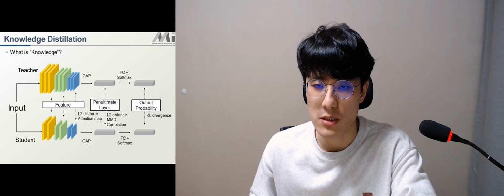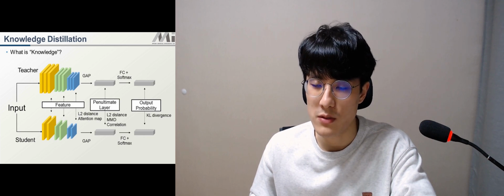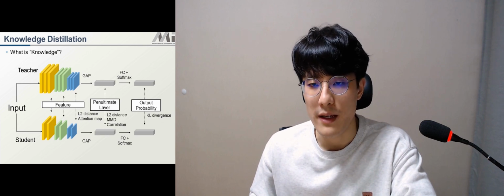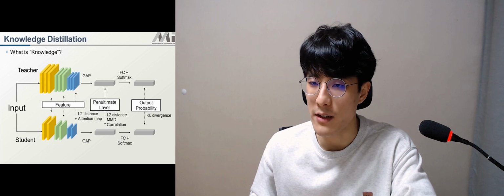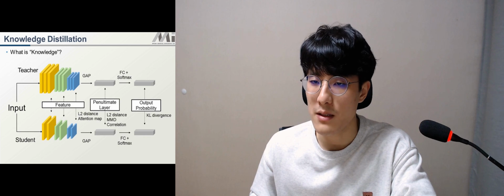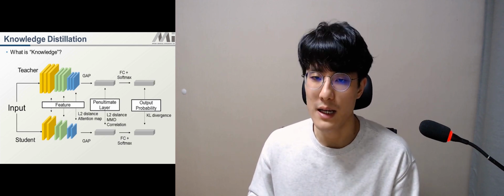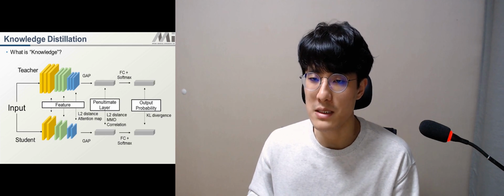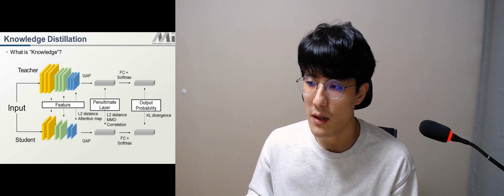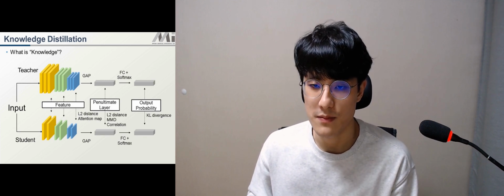Then, what is knowledge? Following the literature, there are three types of knowledge of the teacher network. First is the feature, that is, the output of an intermediate layer of the teacher. Second is the output of the penultimate layer. It is a vector, and the feature is a tensor for vision tasks. Last is the output probability, that means the prediction. This concept is based on classification tasks.